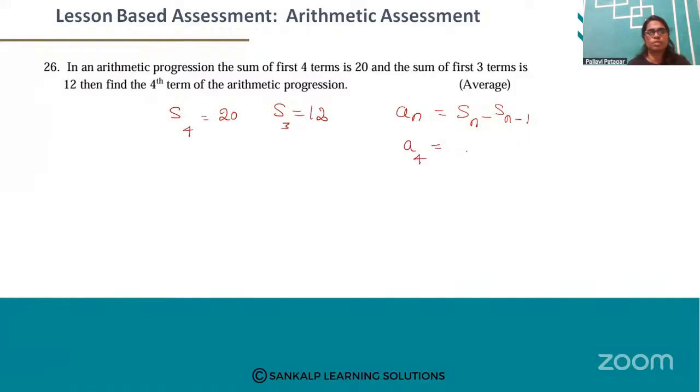A4 is equal to, what happens? S4 minus S3 gives us the fourth term. So S4 is 20 minus 12 is equal to 8. So the fourth term is 8. So the fourth term of AP is 8.